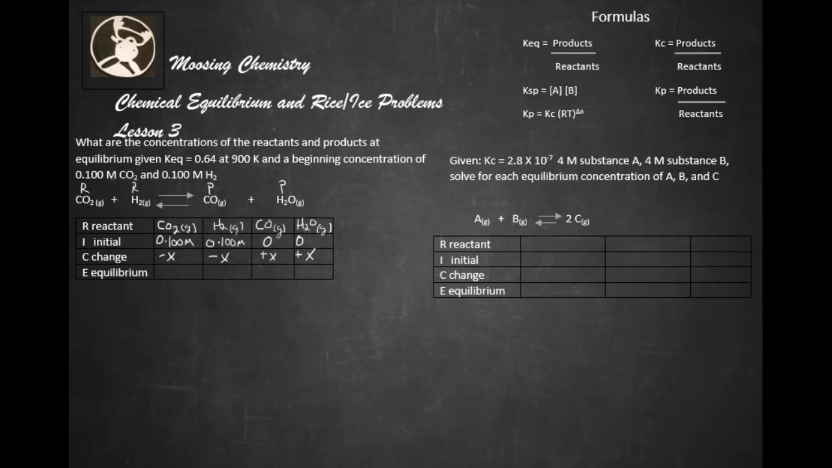Okay. So the equilibrium is going to be 0.100 minus x, 0.100 minus x, and this is just going to be x and x, right?